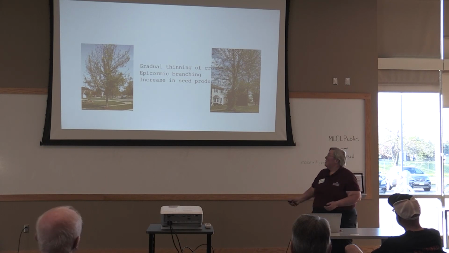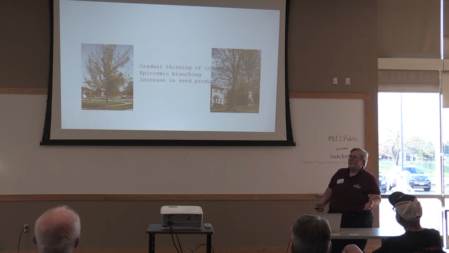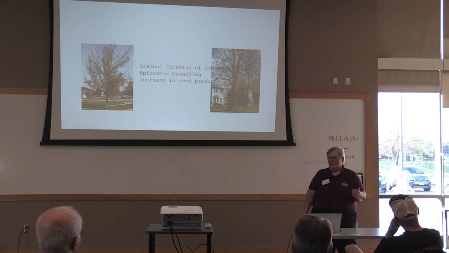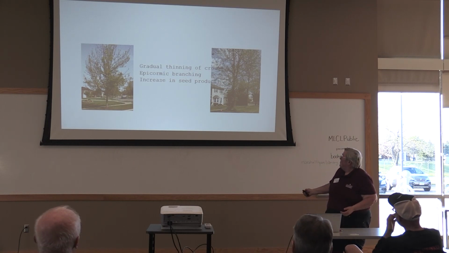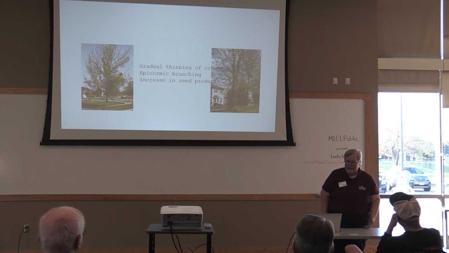The other thing you might notice is epicormic branching. You go out and you look at your tree and all of a sudden there's lots of branches down at the bottom of the trunk. The tree has a mechanism that prevents those buds from growing until that chemical is not produced, and then the tree says, oh, I need to produce leaves and branches, so I'm going to start sprouting at the base of the trunk.